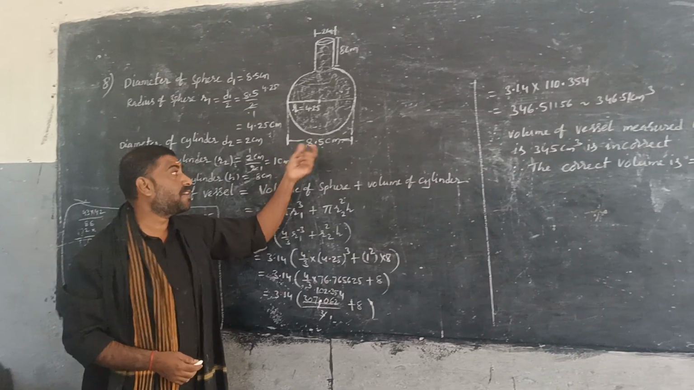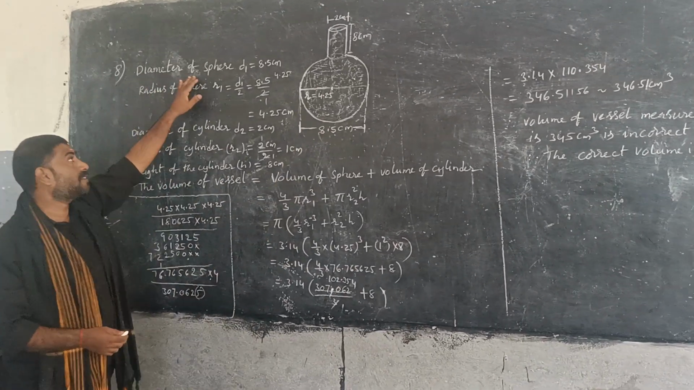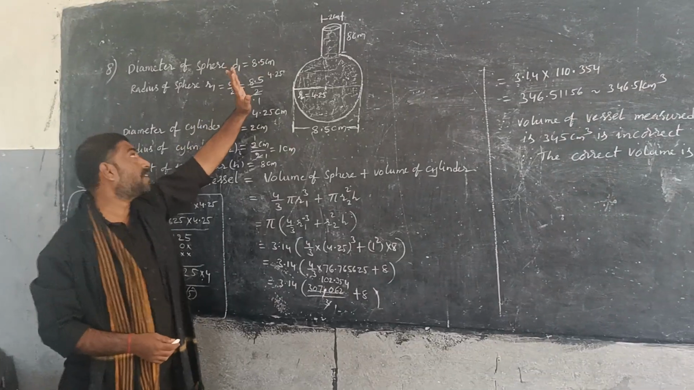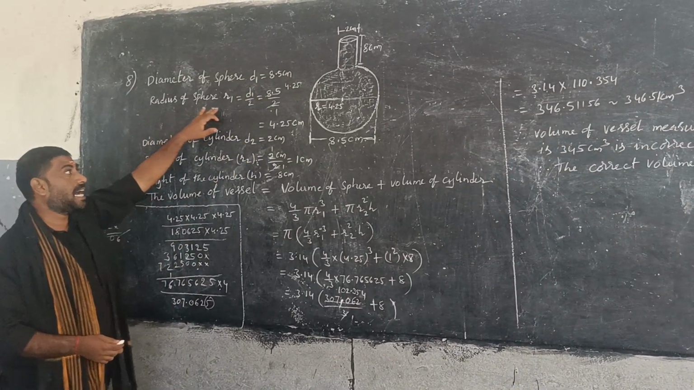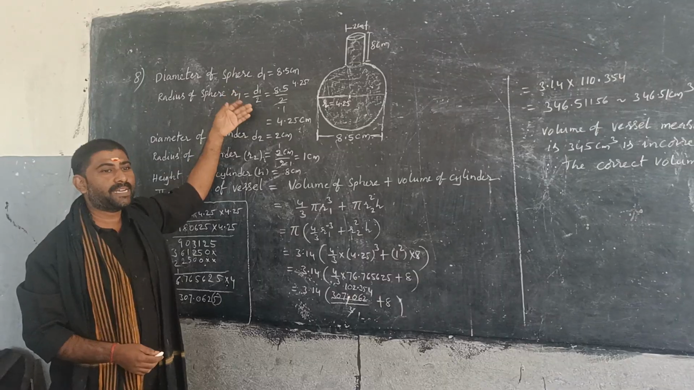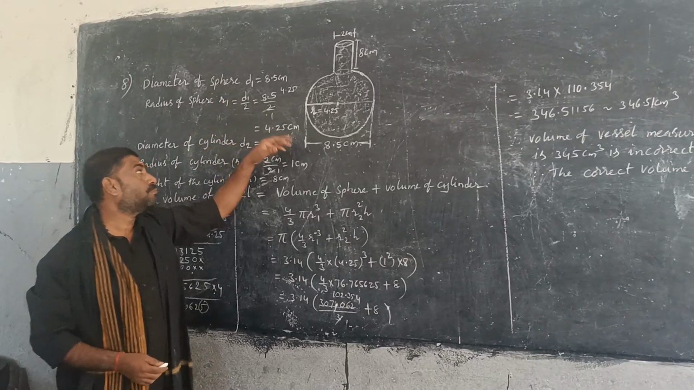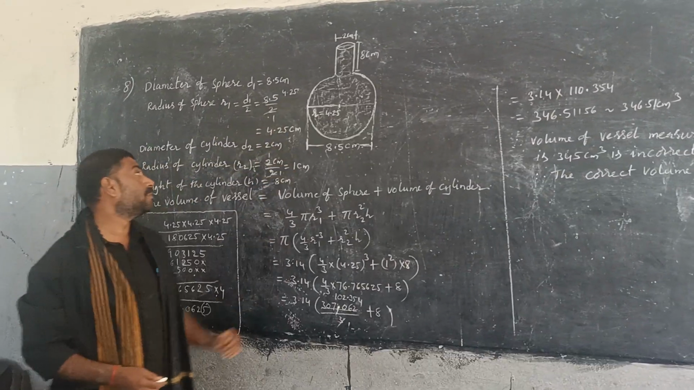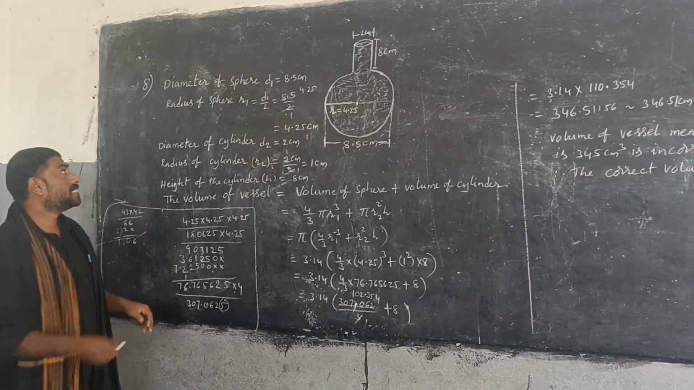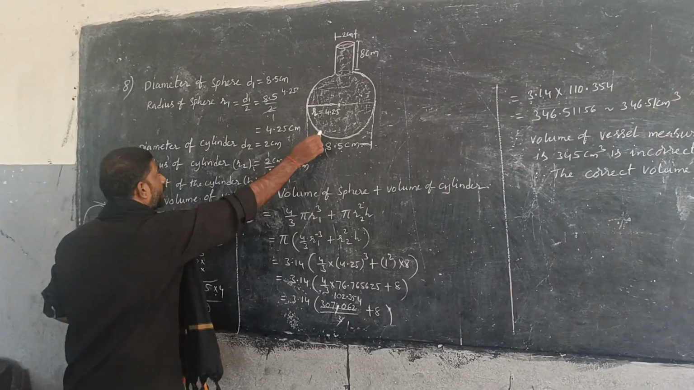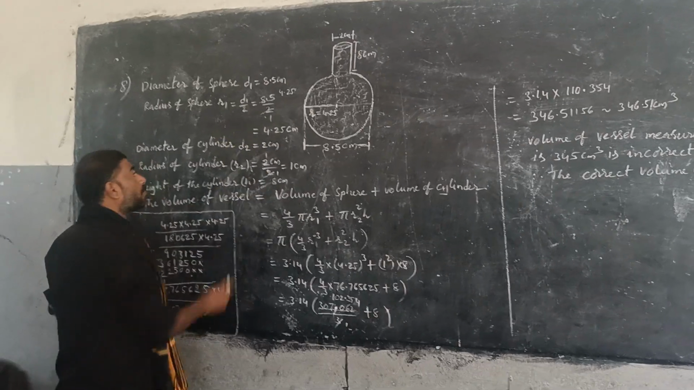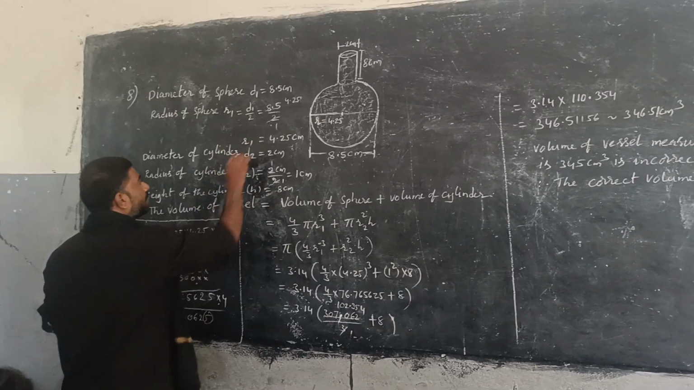is 8.5 centimeters. The diameter of the sphere d1 is equal to 8.5 centimeters, and the radius r1 is equal to diameter by 2, 8.5 by 2, which is equal to 4.25 centimeters. This is the radius of the sphere. So r1 is equal to 4.25 centimeters.